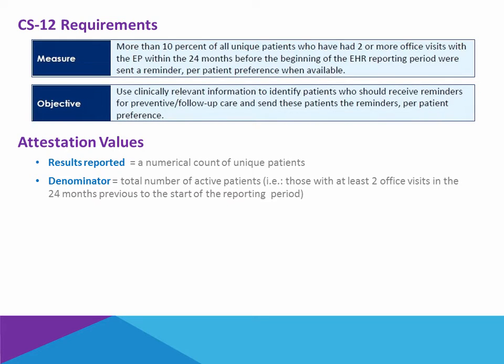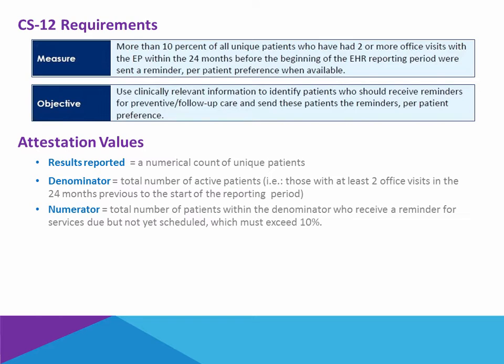The denominator will represent the total number of active patients, and again, that means those who have had at least 2 office visits within 24 months prior to the start of your reporting period. Numerator then will be the total number of those patients within the denominator who actually do receive a reminder that there are services due that they have not yet scheduled in Prognosis, and that must exceed 10%.